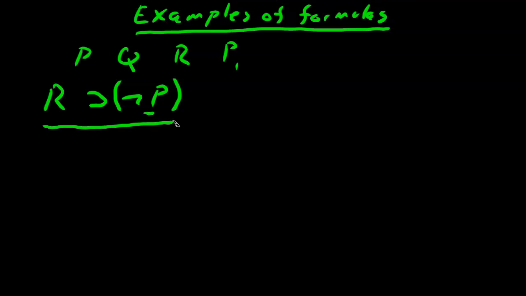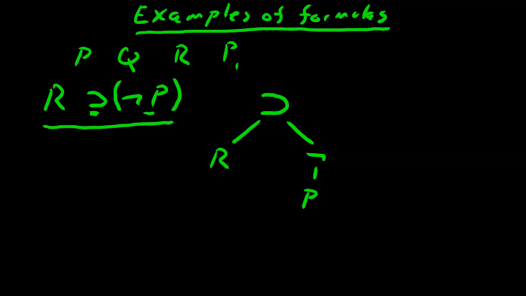to draw a tree. So we see that this implies is at the root, because it has the broadest scope. So we write that implies at the top of the tree. And then to the left is R, and to the right is the not, because that's the next scope. And then attached to the not is the P.